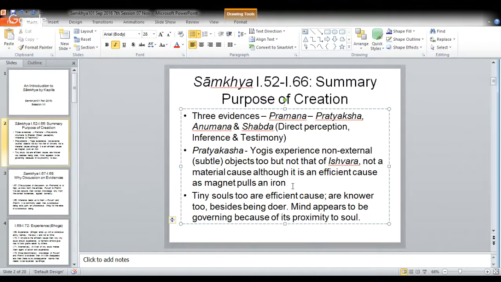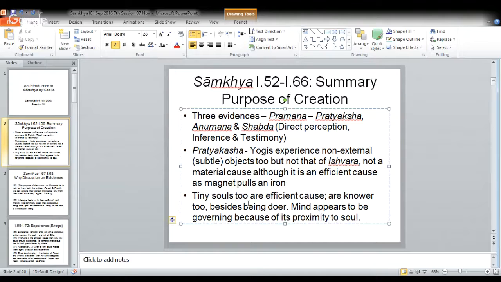So those are the remarks he has made about Pratyaksh Praman, the direct perception, and also about Ishwar not being the material cause, but only an efficient cause. Then he adds that in this whole universe there are a number of objects made by human beings, animals, birds, and all that. So not only is Ishwar the efficient cause, even tiny souls are also efficient causes of many material objects in the universe.